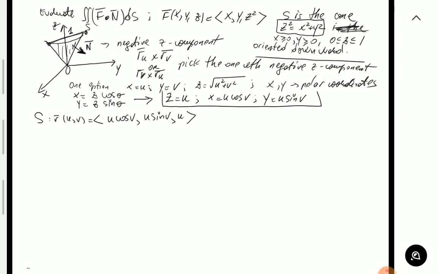Now, what does the parameter domain become at this point? Well, the parameter domain is going to be u between 0 and 1. That's the previous z. And because it's a quarter of a circle, if we project this onto the xy plane, we get a quarter of a circle of radius 1. That's going to be 0 to pi over 2, instead of all the way around the circle. So v is between 0 and pi over 2. So for a given z, you go a quarter of a circle. So that is now the parameter domain.